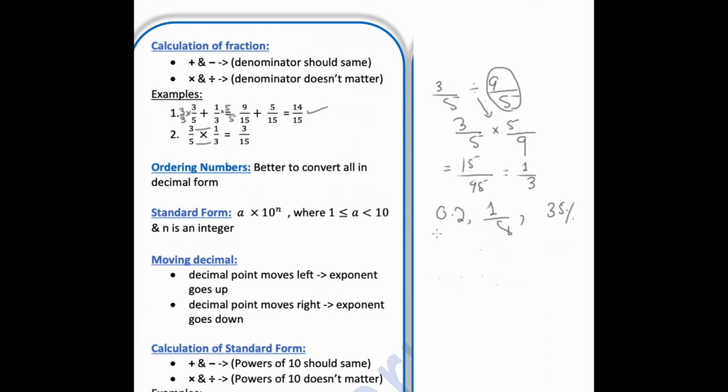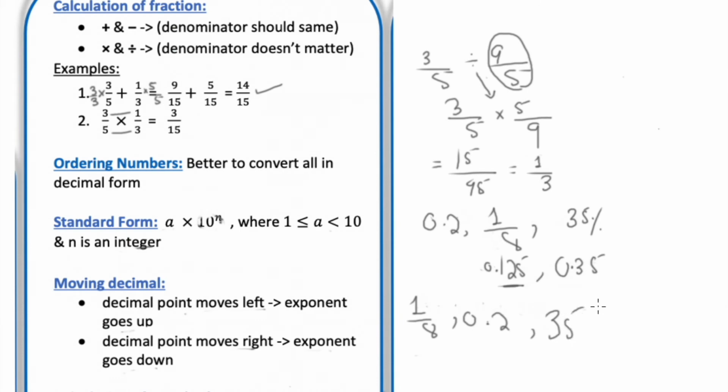For that, the first one is already a decimal, so this one you have to convert to a decimal. You will get 0.125, and this one you will get 0.35. So look, the smallest is this one, so you will write 1 by 8 first, and then 0.2, and then 35%. This would be the answer.